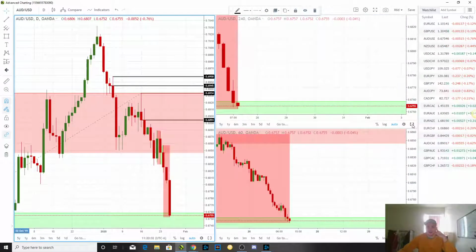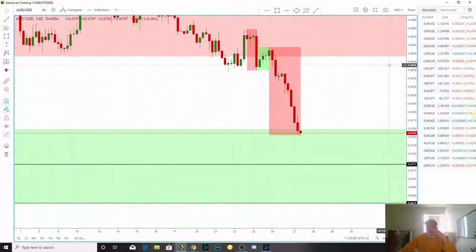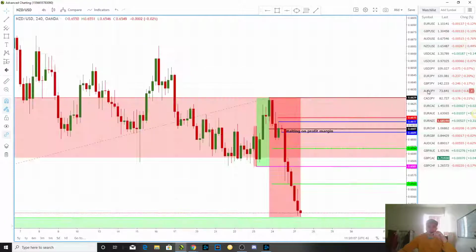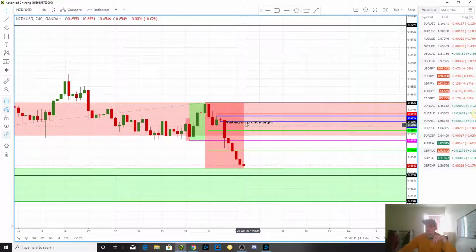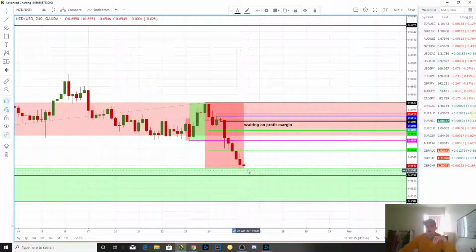Aussie again, coming low on the curve. Just going to wait for the turnaround there. The New Zealand dollar is getting there. I do have the trade set up to take it short, but I'm waiting on the profit margin and to make sure it doesn't go low on the curve there.